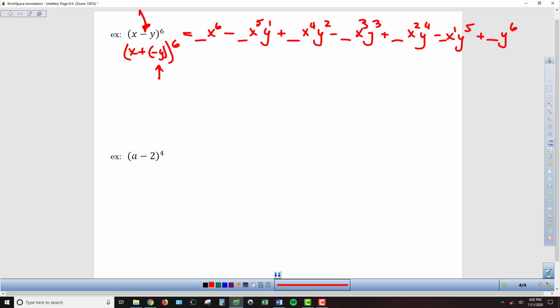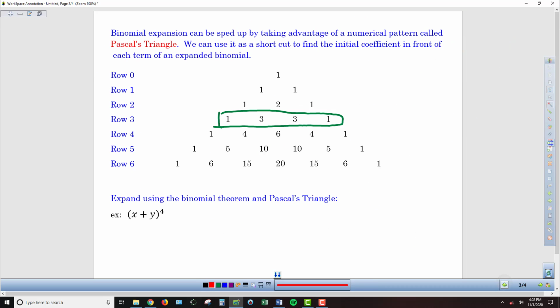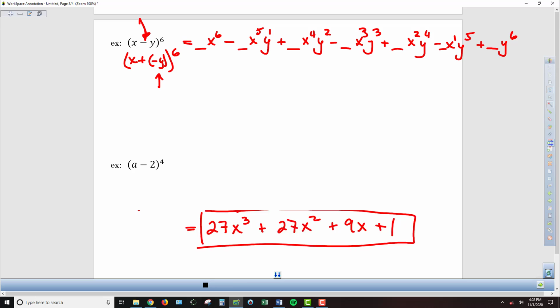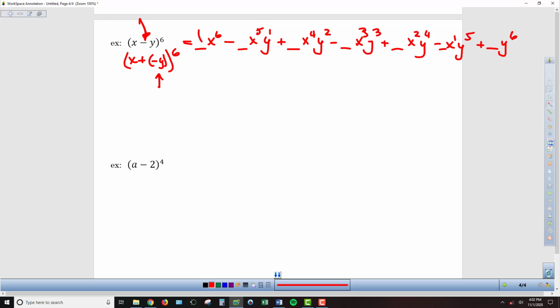And so if we go to our row 6 on our Pascal's triangle here, 1, 6, 15, 20, 15, 6, 1 is our pattern. So we've got it. 1, 6, 15, 20, 15, 6, and 1 is our numerical pattern on the coefficients. And because it's all variables here, we're finished.